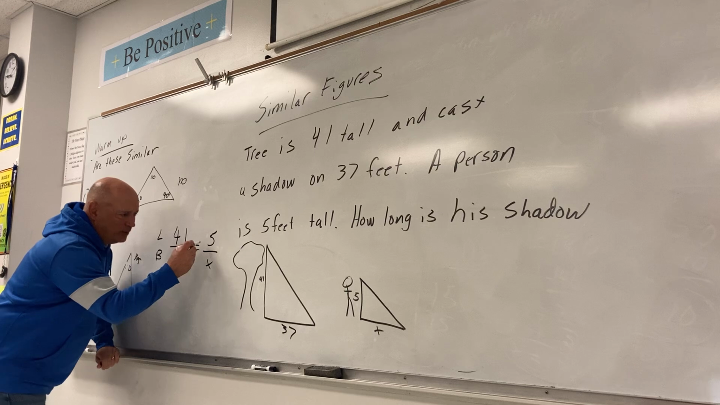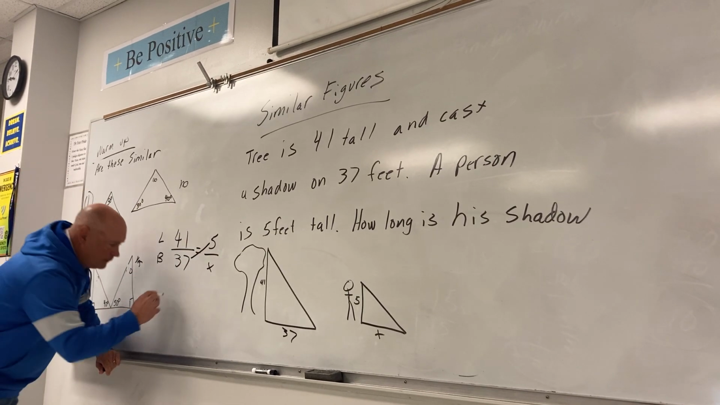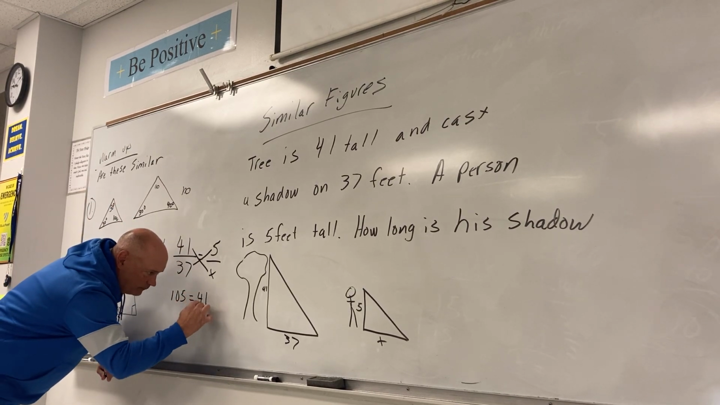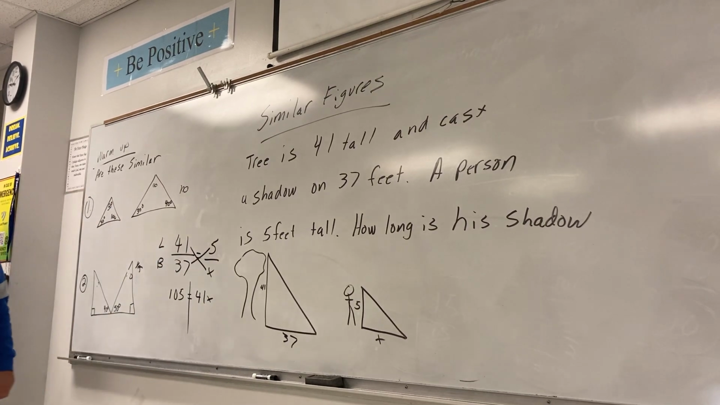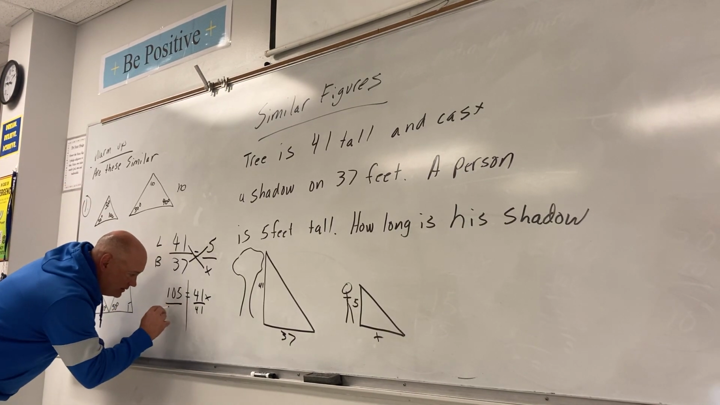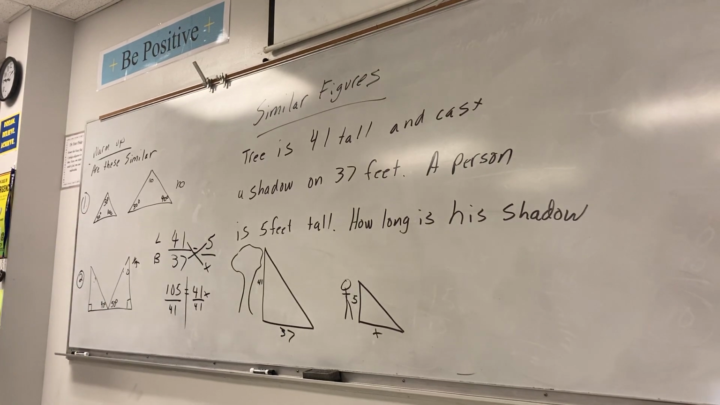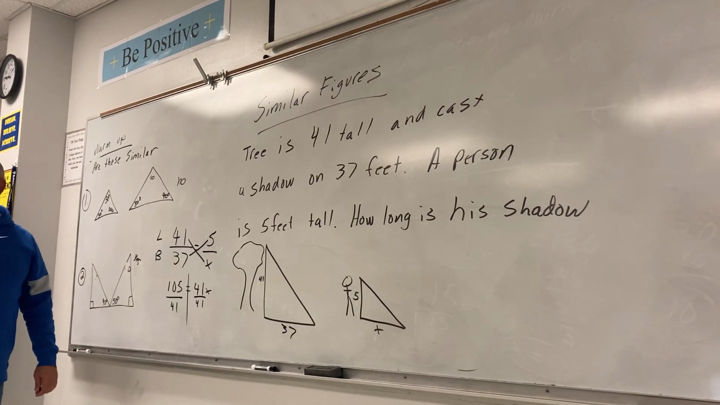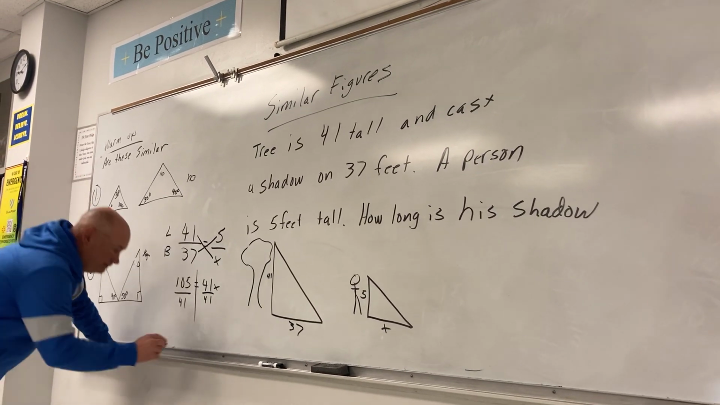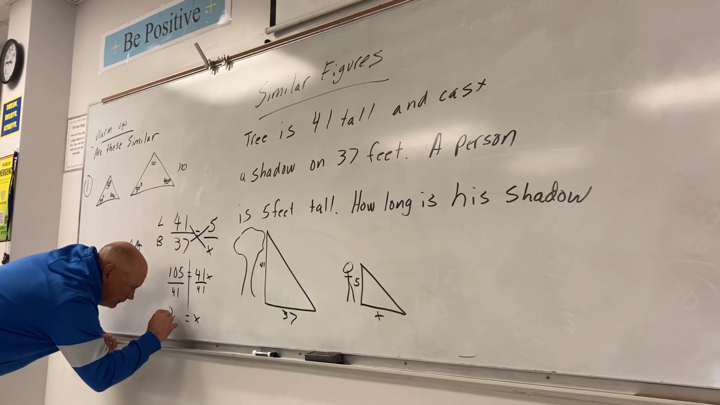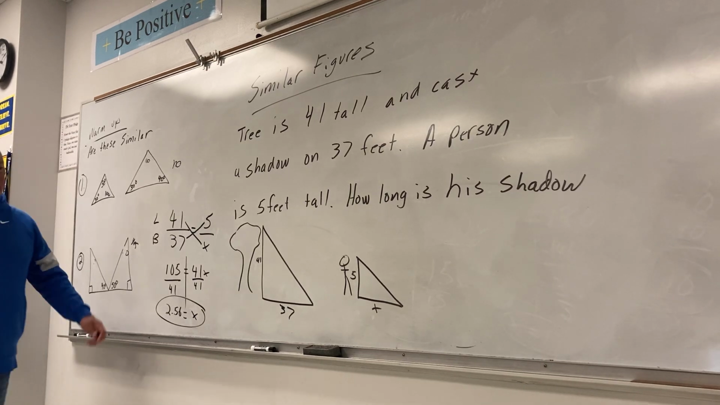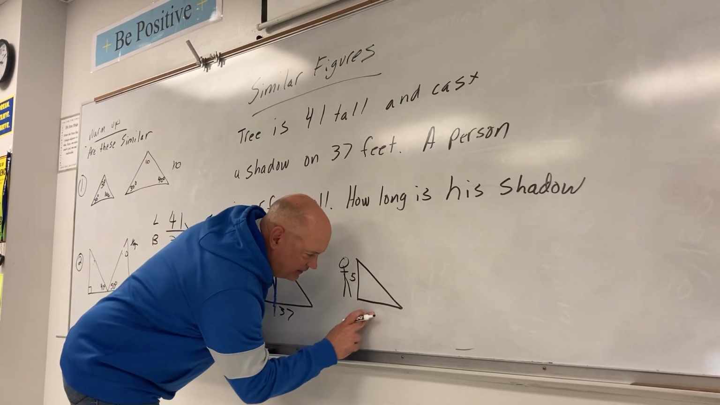Now let's do bat and ball. What's 37 times 5? 105. And what's 41 times x? 41x. And now, what do we need to do? Divide by 41. Calculator time. What is 105 divided by 41? Just give me two decimals. 2.56. If it's a really long decimal, stop it after 2. Are y'all with it? Yes. So the shadow of the person would be 2.56 feet.